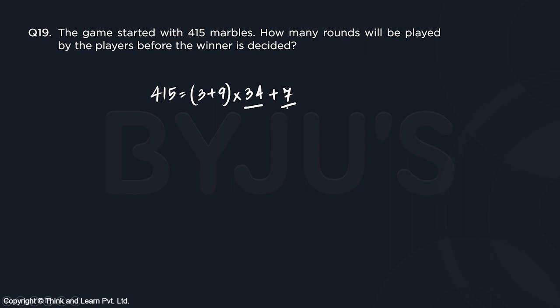This 7 is going to be picked by someone. So a total of 34 plus 1. This is the 35th round actually. So a total of 35 rounds will be played before the winner is decided.